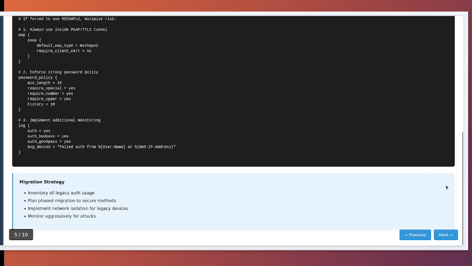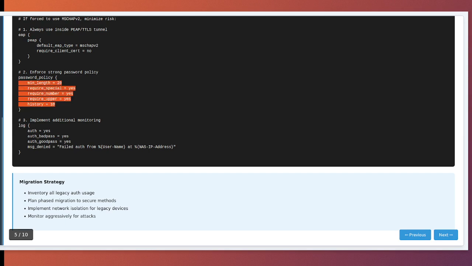If you must use MSCHAPv2, here is how to minimize the risk. First, always use it inside a tunnel, for example, PEAP or TTLS. Second, enforce extremely strong password policies. I am talking 20+ characters with complexity requirements. Third, implement additional network segmentation for devices using weak authentication. Fourth, monitor for authentication anomalies aggressively.